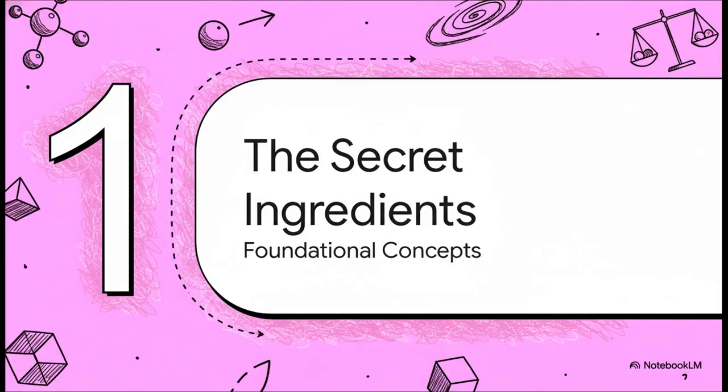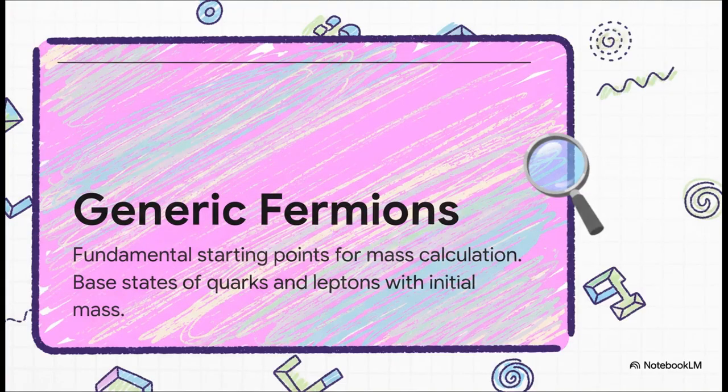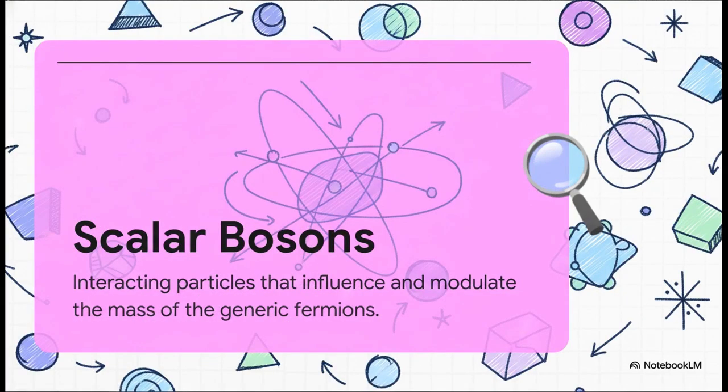To solve this mystery, we first need to understand the basic building blocks the model is working with. It really all comes down to three key concepts that make the whole thing go. First up, we have something called generic fermions. Now, you know fermions, they're the matter particles, the quarks and leptons that make up, well, everything. In this model, you can think of these generic versions as the raw clay for all the other particles. They are the fundamental starting points, and each one is assigned a specific starting mass. So, you've got the clay. Now you need the sculptor, right?